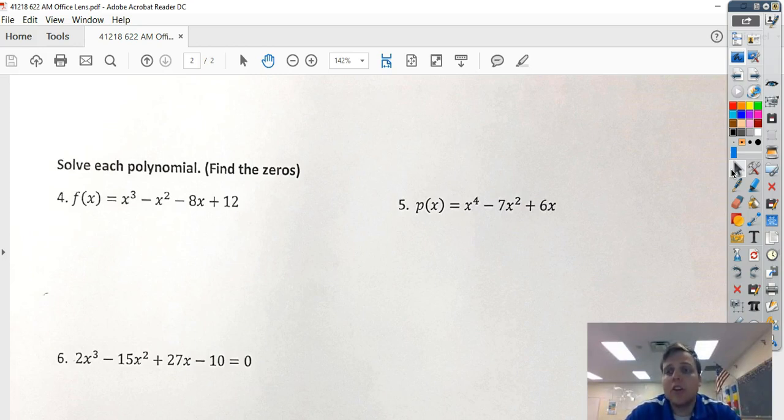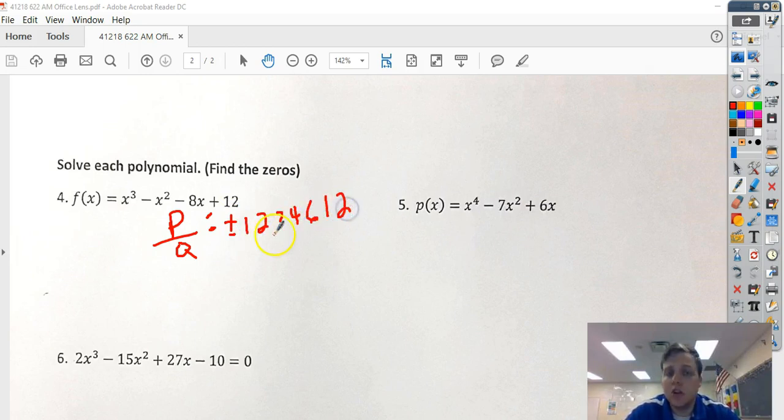So first off, you could do this through synthetic division, okay? In this problem, you legitimately could do P over Q. You could list out all the possible P's, which is all the factors of 12, divided by Q, which would be all the factors of 1. So that'd be plus or minus 1, 2, 3, 4, 6, and 12. You could do that, and then you could just start checking the different ones through synthetic division until you find the ones that worked. However, I'm going to cheat.